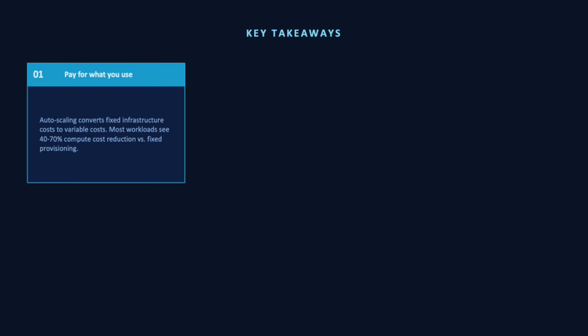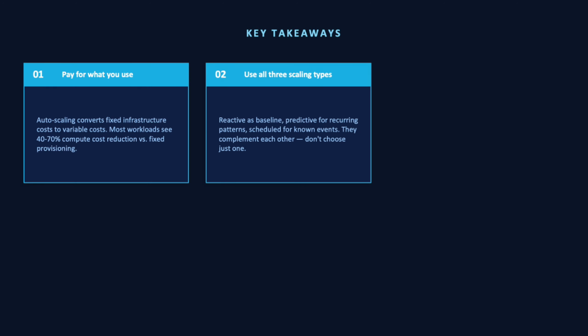Dear students, before we conclude this lecture, here are 5 things to take away from this lecture. Number 1, auto-scaling is fundamentally about economics. Converting fixed infrastructure to variable cost is one of the highest ROI, return on investment, things that you can do as a platform engineer, right? Most teams see 40 to 70% compute cost reduction. Number 2, use all 3 scaling types together. Reactive scaling catches the unexpected situations, predictive scaling handles recurring ones, and scheduled scaling prepares for the known. So they are complementary tools, not alternatives.